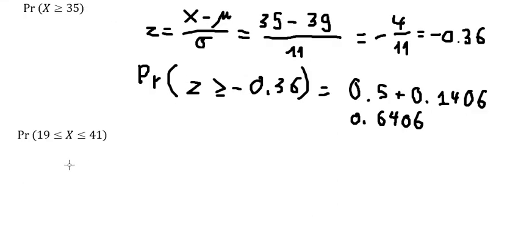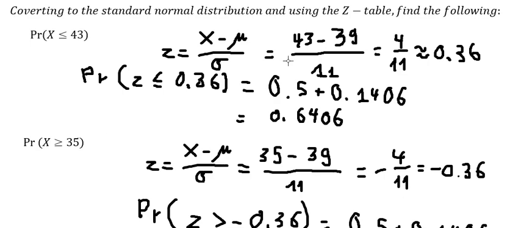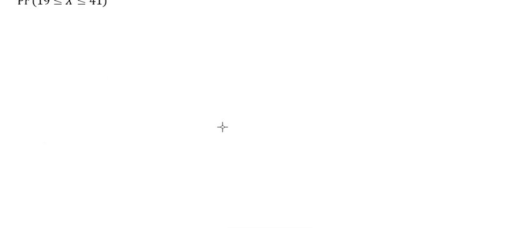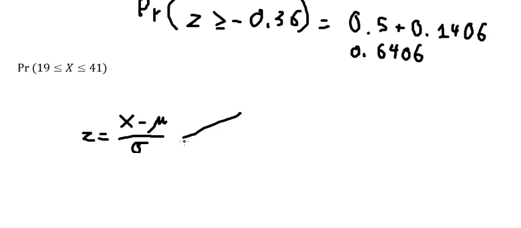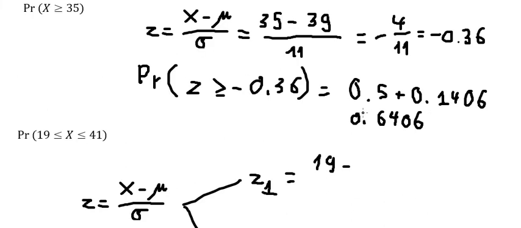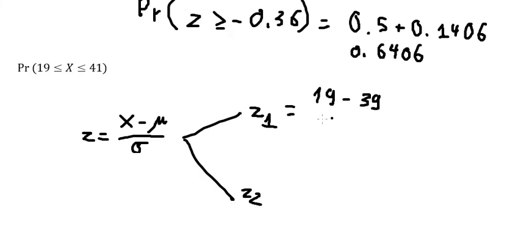Now let's go to the next one. We want to find the probability between 19 and 41, so we use the same formula in here. And this one we will have z number 1 and z number 2. So for number 1 we choose 19, and for the second one I will choose 41.